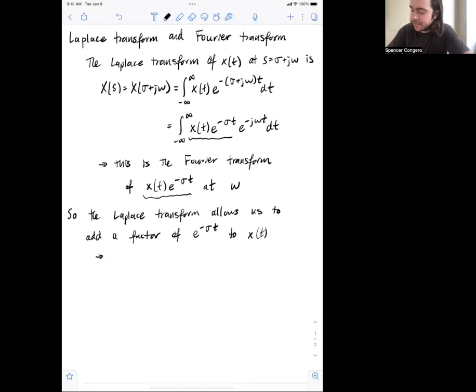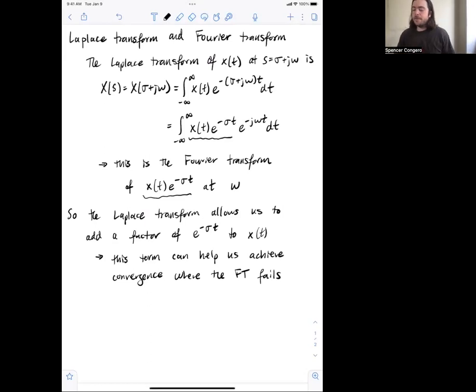So what good is that? Well, as we've already been seeing in the previous video, this term can help us achieve convergence where the Fourier transform fails. We already saw one example of that in the last video. If I wanted to take the Fourier transform of x of t, I might not be able to. That integral might not converge. If I get rid of this factor here, that's the Fourier transform of x of t, it might not converge. That integral might just go to infinity.